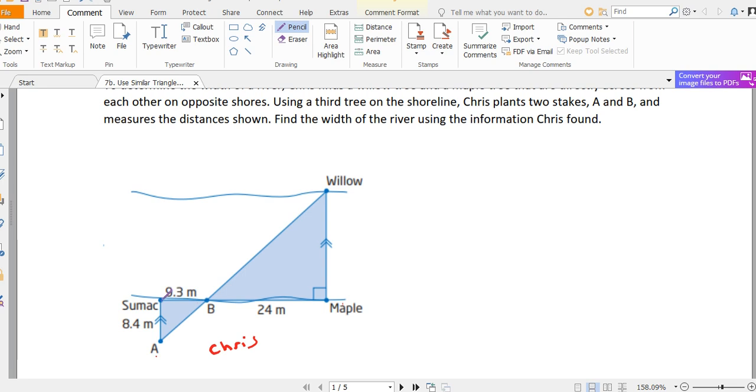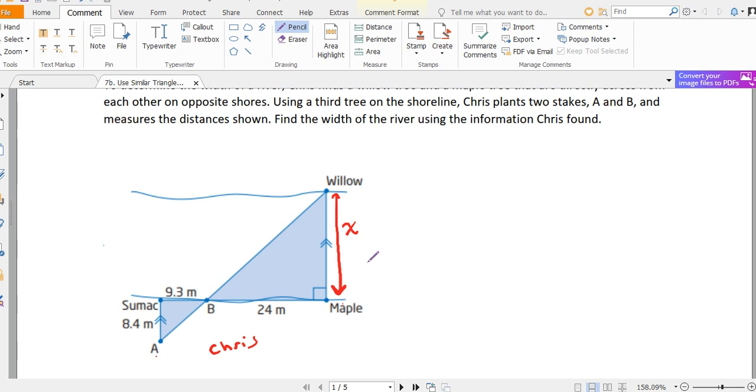So what he decides to do is measure from the first stake to the maple and finds that it's 24 meters. Then he measures from B to the sumac, the stake from the sumac, and finds out that's 9.3. And then this third stake he places directly so that it's parallel to this line, and he measures that to be 8.4. Find the width of the river using this following information. So his job is to find out what this distance is. Okay, now how are we going to do that?